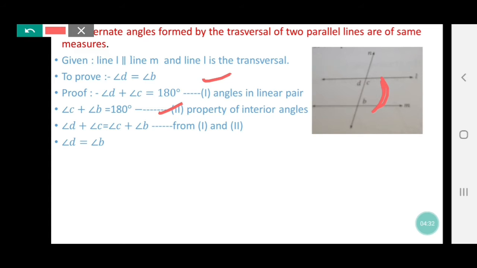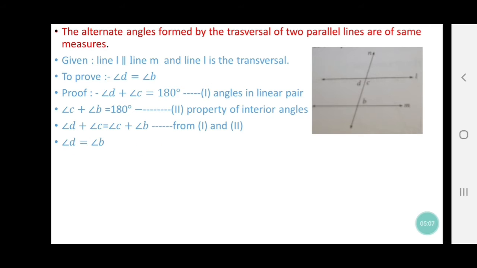Two conditions. In both the conditions, the right hand side is equal. So what will happen to the left hand side? It will be equal to each other, right? So what do we get? We get angle D plus angle C is equal to angle C plus angle B. In these two, angle C is common, so it gets cancelled. So what is left with us? Angle D is equal to angle B. So from here we conclude that alternate angles formed by the transversal of two parallel lines are of the same measure.